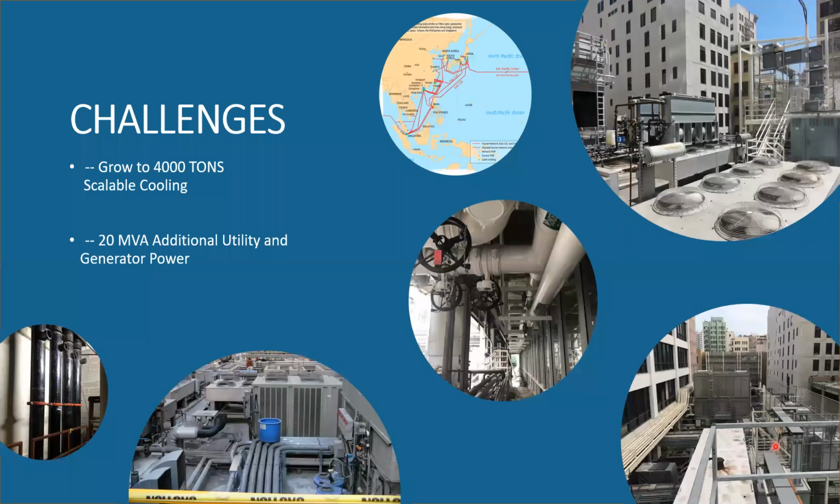So the challenges beyond space constraints associated with bringing in 4,000 tons of what needed to really be scalable cooling to bring 70% data center to 100% data center, which is the plan, as well as 20 MVA of utility and generator power. So it is designed to Tier 3 standards from the Uptime Institute.